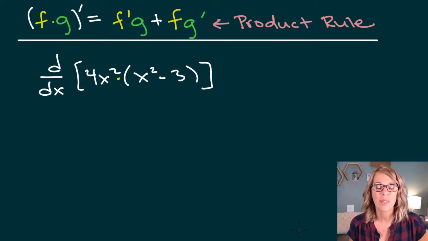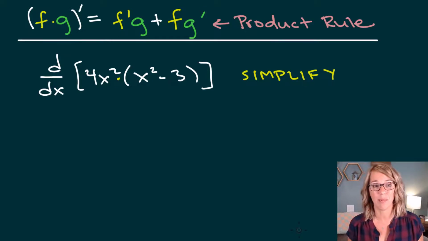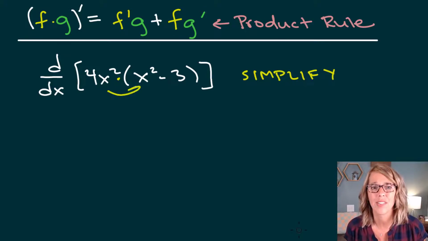But even though I can put a multiplication symbol here, I am going to simplify. Whenever you can simplify first by doing some algebra and maybe getting it even to just a simple polynomial, do that. It's so much easier than applying the product rule.